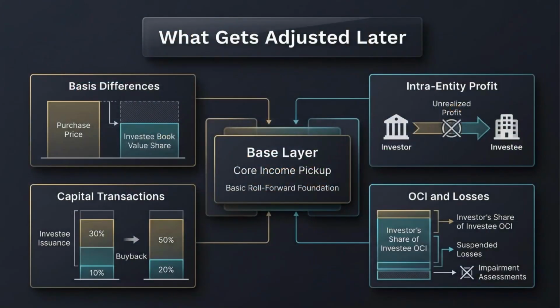What gets adjusted later? The core engine is only the base layer. In video 4, we will look at basis differences, where the purchase price differs from the investor's share of investee book value. After that, we will cover intra entity profit elimination, capital transactions, other comprehensive income, losses, suspended losses, and impairment. Each of those topics modifies either the income pickup, the investment carrying amount, or both. So do not worry if today's formula looks too clean for real life. It is supposed to be clean first. We add the real world mess in a controlled way.